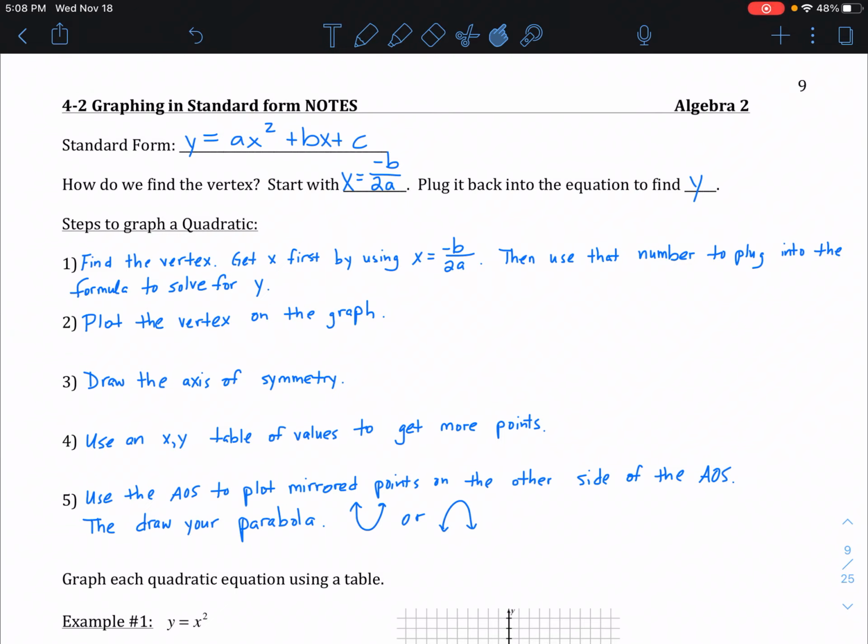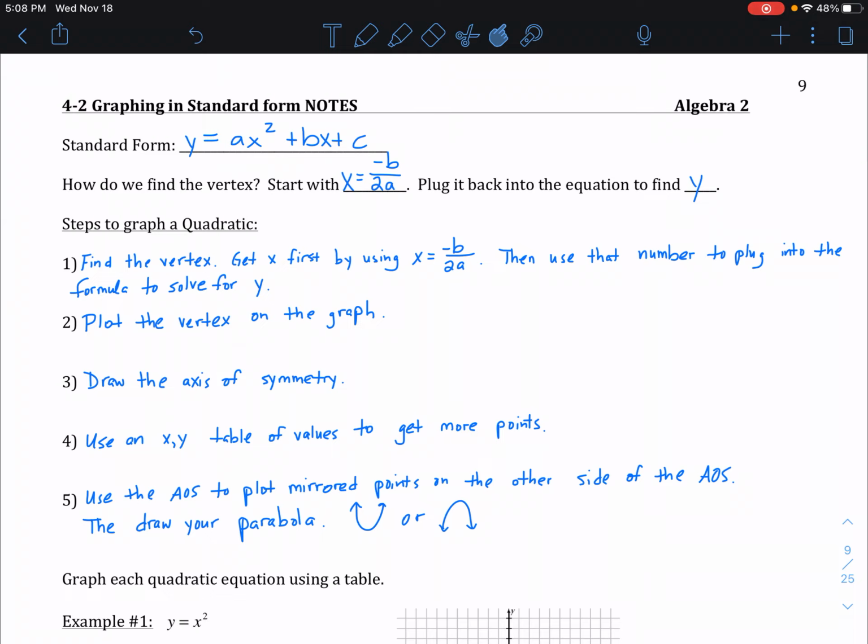Okay guys, we're beginning today's lesson and we're going to be graphing parabolas in standard form, page 9 in the unit 4a packet. So standard form is y equals ax squared plus bx plus c. If you guys have been doing your work, you've seen this for the past few days.